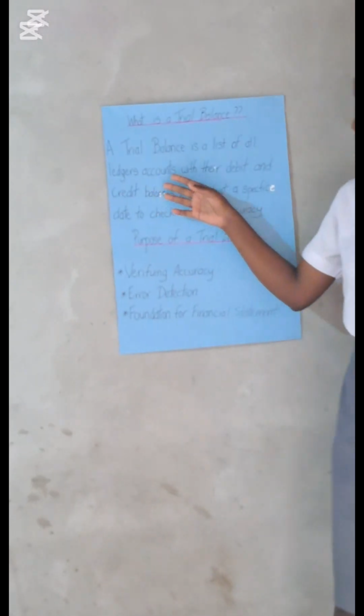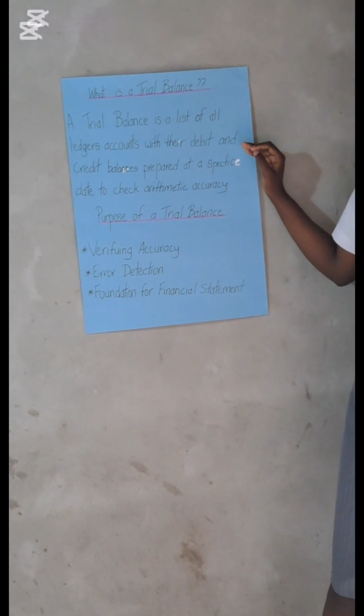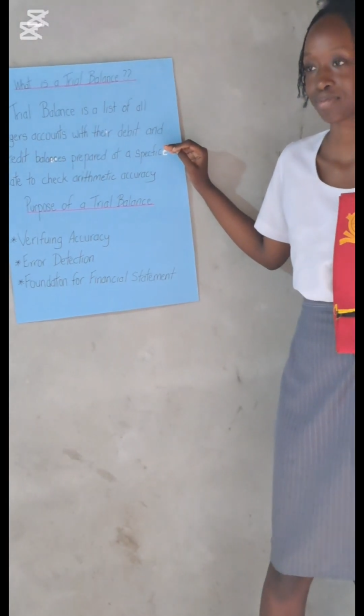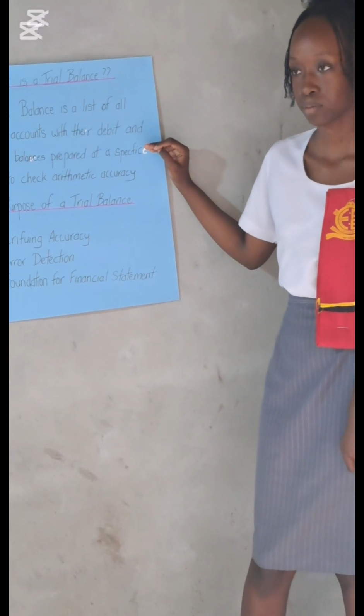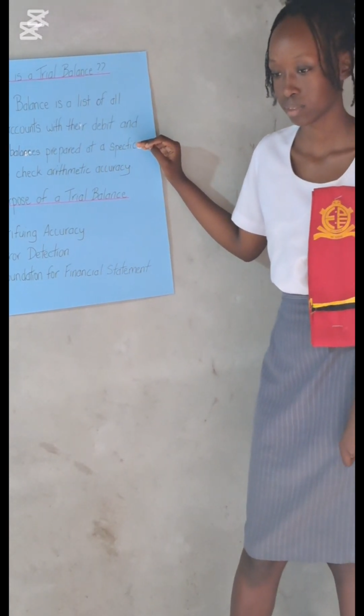becomes a big problem. So today we'll be looking at the definition of a trial balance and the purposes. And Miss Welch will demonstrate to you how to prepare our trial balance. So, what is a trial balance? Jack, please read. Trial balance is a list of all ledger accounts with their debit and credit balances prepared at a specific date to check arithmetic accuracy.